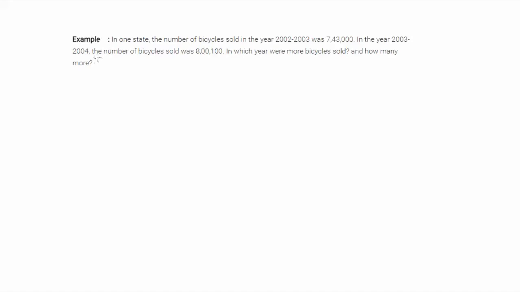So first and foremost, let us analyze the question. In one state, the number of bicycles sold in a year. In the year 2002 to 2003, there were 7,43,000 bicycles sold, and in the year 2003 to 2004, there were 8,100,000 bicycles sold. So underline a few important terms that are important for us to solve the problem, and then you see the final term, what they have asked you to find. They are asking you to see in which year were more bicycles sold.